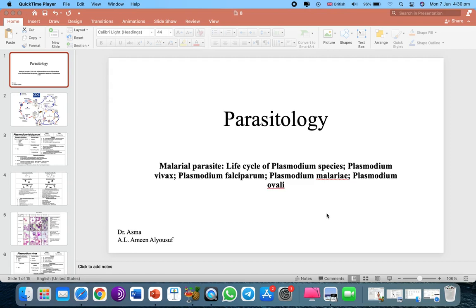Today our lecture about parasitology is going to be about the malarial parasite. We will include some points here. I'm not going to talk about the theoretical parts of malaria, but I will mention something about the life cycle of the Plasmodium species. So we will talk about vivax and falciparum malaria, and then ovale.